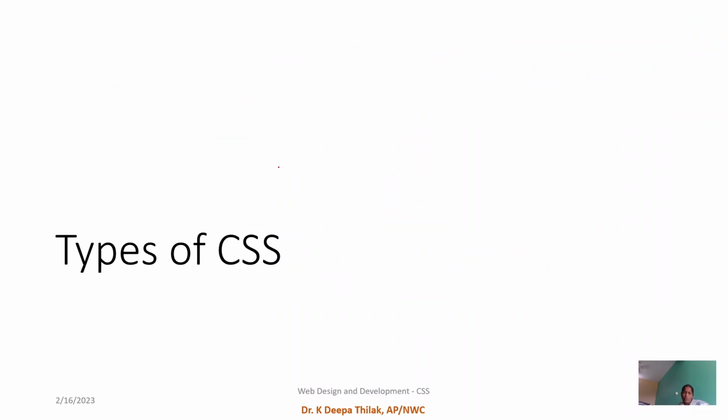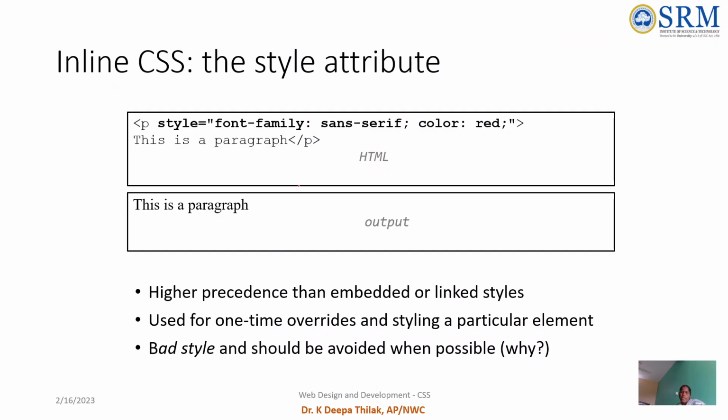Next comes the types of CSS. There are three ways we can insert CSS styling information into our HTML page. The first is inline CSS. From the name you can understand that it is inline, inside the tag. Whenever I want to specify the styling for a paragraph or any other element, such as table, div, or span, I can use the style attribute of the tag and specify the styling declarations within double quotes. The styling rule is the same: property name and property value. And if I have multiple styles, I separate them with a semicolon.